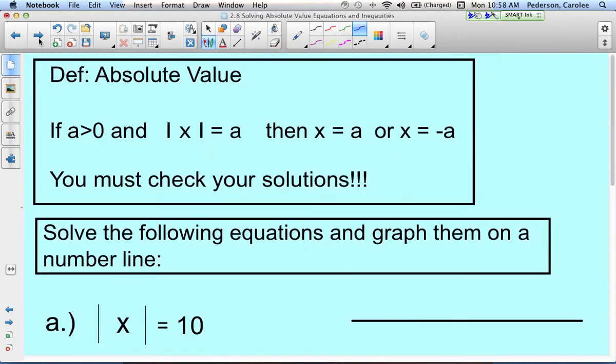Here's an example of the absolute value written a little bit different. Make sure that your a is a positive number. When it says a greater than 0, this always has to be positive. So x could be a or x could be -a.